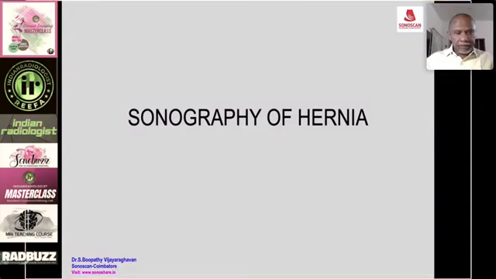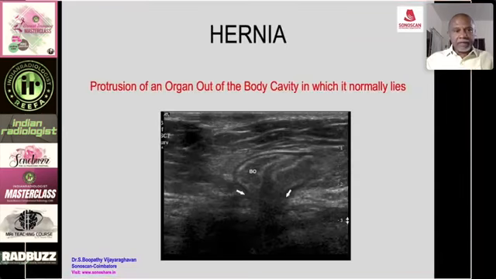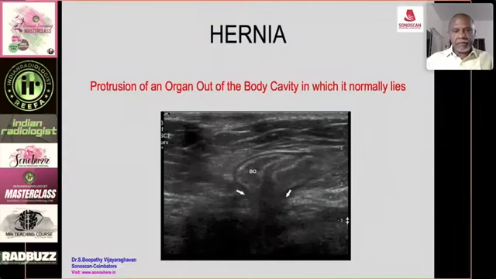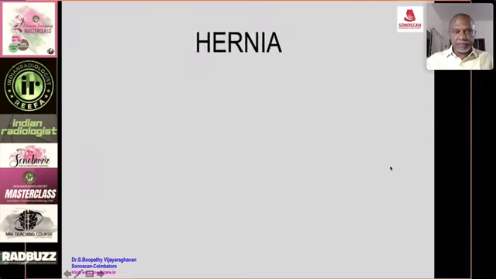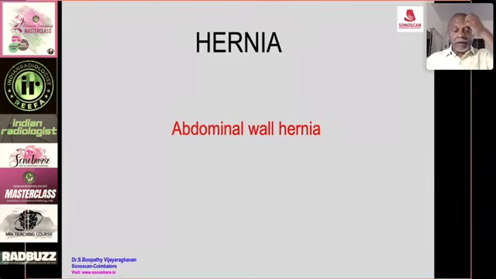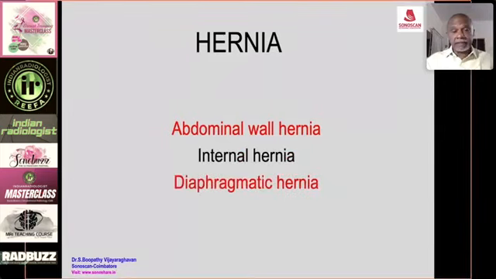Now, you should be wondering why you need an imaging investigation for hernia, which is obvious. I will try to justify the role of ultrasound in hernia. Hernia is protrusion of an organ out of the body cavity in which it normally lies. Here the body cavity is the abdomen and the hernia protrudes out. That is hernia. It can be abdominal wall hernia, internal hernia, and diaphragmatic hernia.